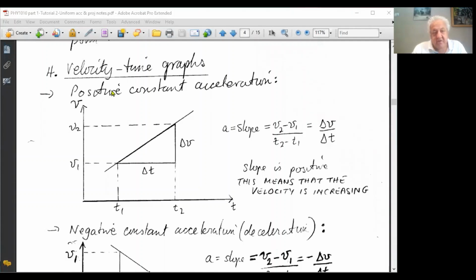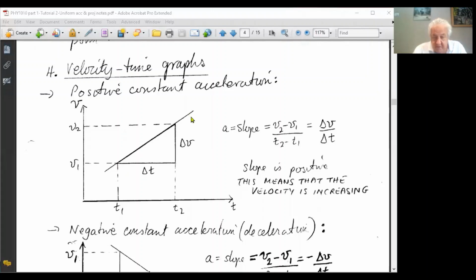We come now to velocity time graphs. Begin with positive constant acceleration. So my velocity axis and my time axis. My final velocity is bigger than my initial velocity. Final time bigger than initial time. So here I have positive differences. So my slope is equal to change in velocity over change in time, which is the definition of acceleration. So the slope on a velocity time graph gives me acceleration.